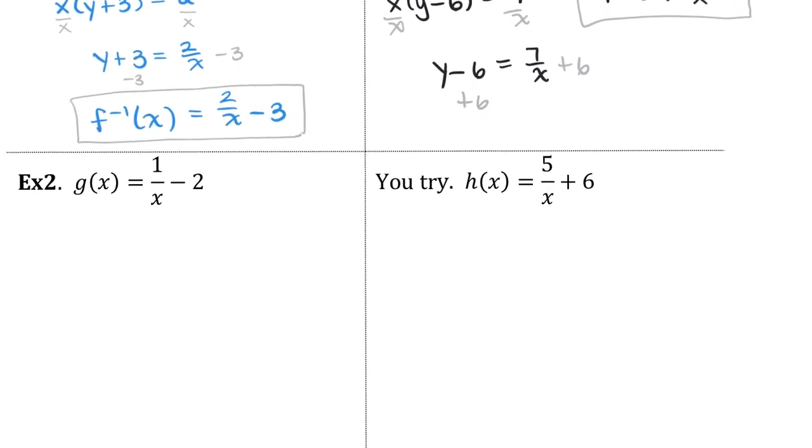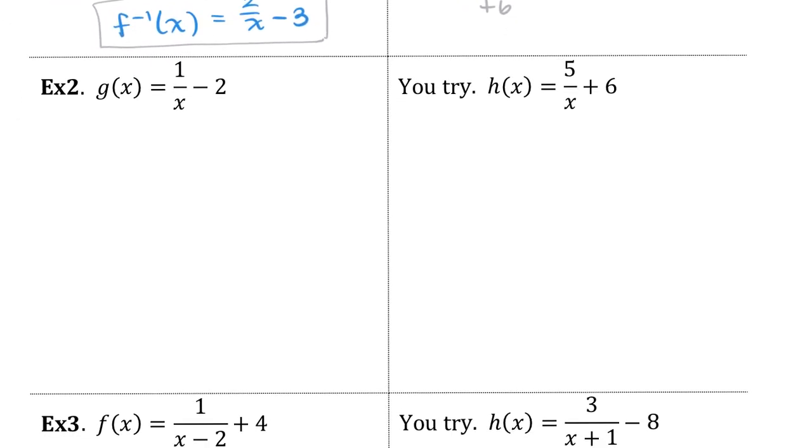Okay, let's look at example 2. It says g of x equals 1 over x minus 2. The most important step is the first step. We change the x to y and y to x. So now it's x equals 1 over y minus 2. And then just like before, we want to solve for y. That minus 2 is all by itself, so I'm going to go ahead and move the 2 over. So now I have x plus 2 equals 1 over y.